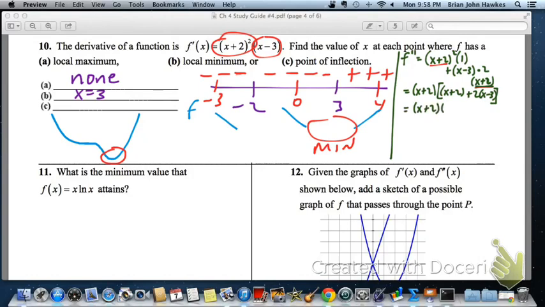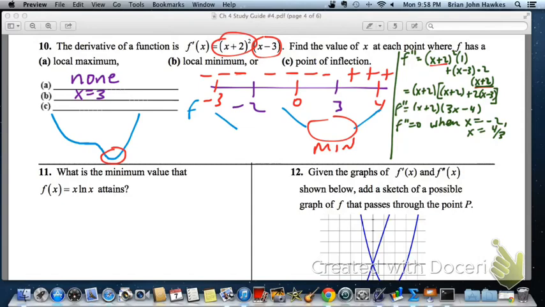Well, I can clean that up a little bit, and we get x plus 2, and then let's see if we can do all this in our head. x plus 2x, that's 3x. 2 minus 6, that's minus 4. So f double prime is equal to 0 when x is equal to -2 and when x is equal to 4 over 3. So 4/3 and -2.